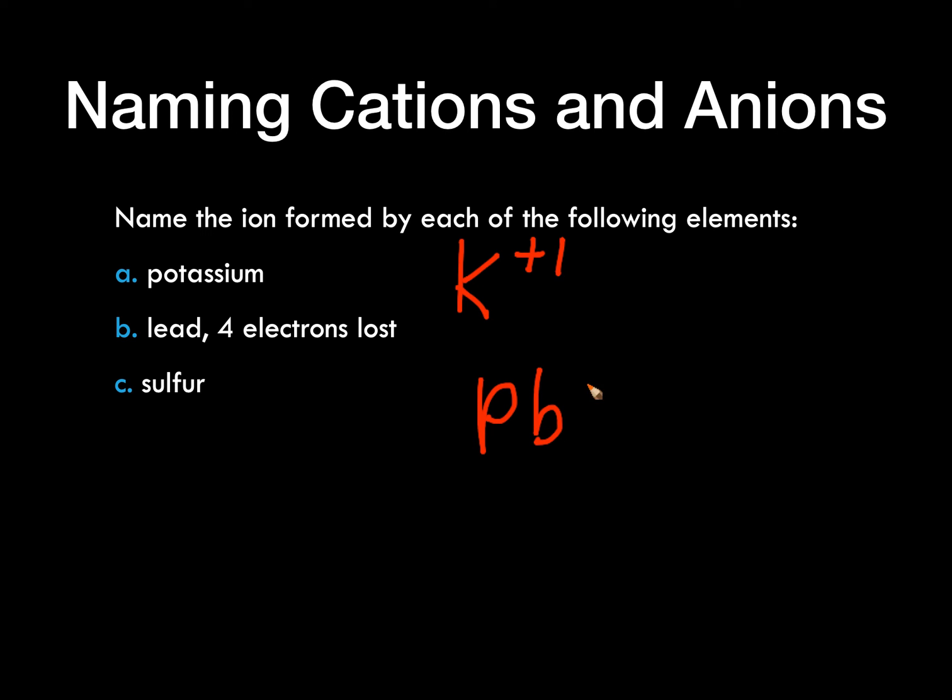And it says 4 electrons lost. So we know, first off, lead is a metal. Since it loses electrons, it's a cation, so it's going to have a positive 4 charge. And then sulfur, we know, is an anion, so it's going to be S. Once again, it's an anion, so it's going to have a negative charge. Since it's in group 6, it's going to have a minus 2 charge.